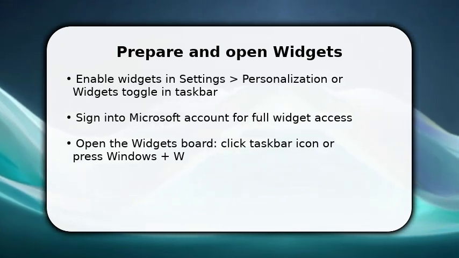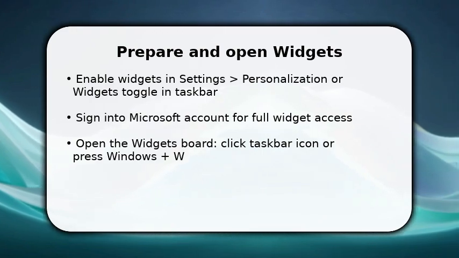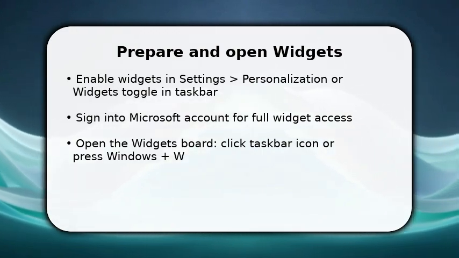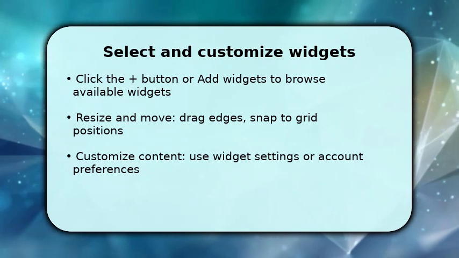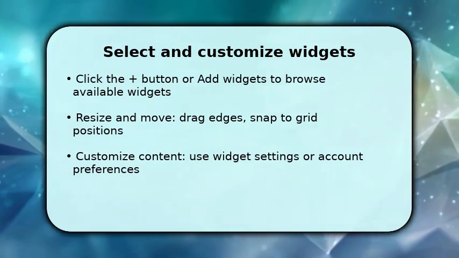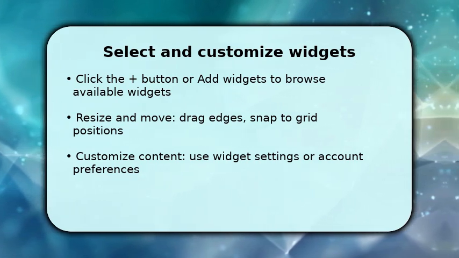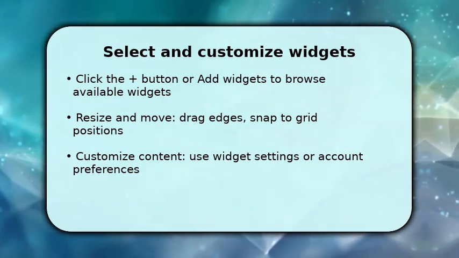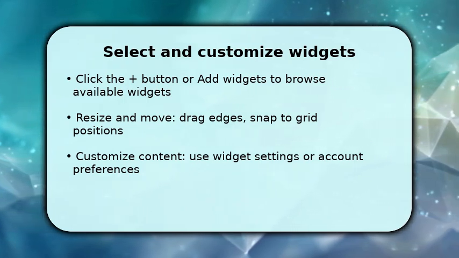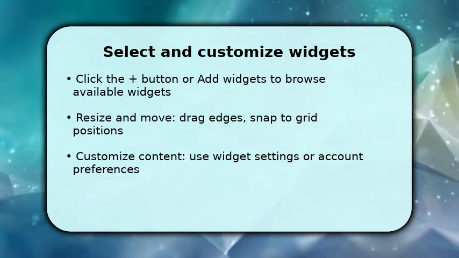Now that you have the board visible, move to selecting and placing individual widgets. Now you choose and tailor widgets to your workflow. Click the plus sign or add widgets to browse offerings. Pick whether news, calendar, or third-party items. Drag a chosen widget onto the board and resize by dragging its corner so it fits your layout.